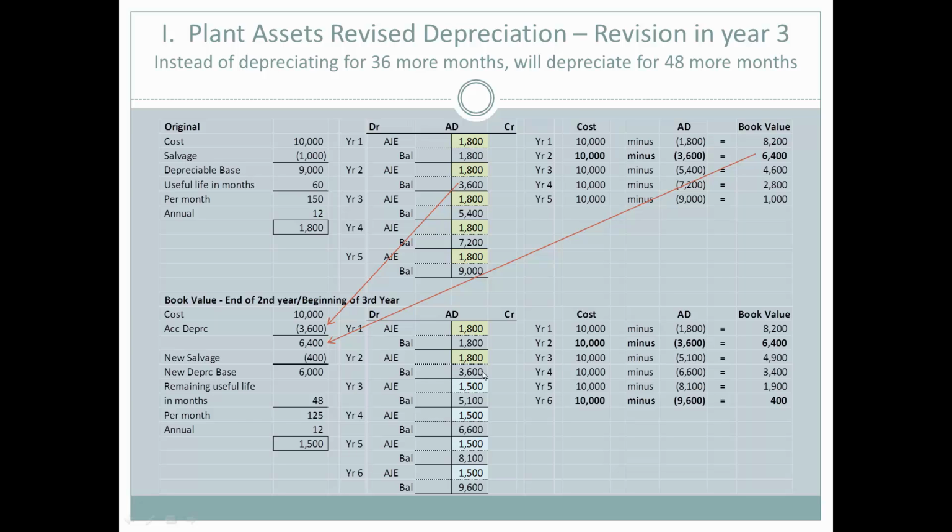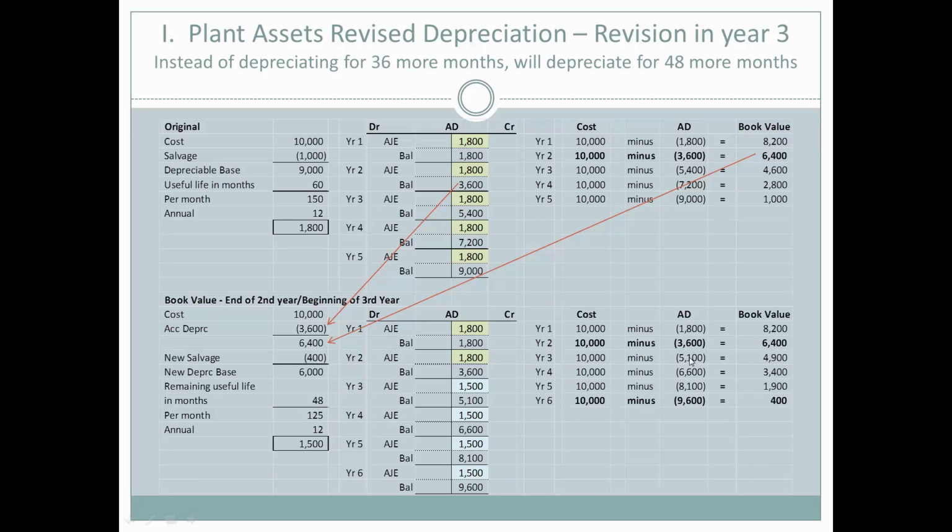This was our balance in accumulated depreciation. So now, beginning in year 3, we're going to depreciate it for 4 more years. So we are going to depreciate it at the amount of $1,500 as opposed to $1,800. So the adjusting journal entry in year 3, 4, 5, and 6 is going to be $1,500. So 1, 2, 3 years, 4, 5, and 6.